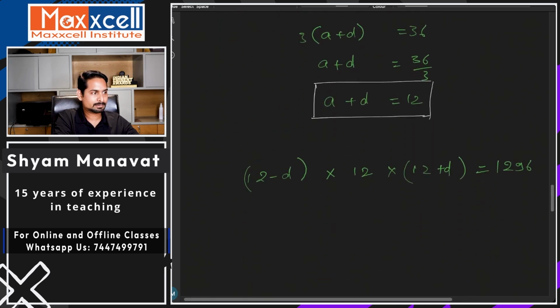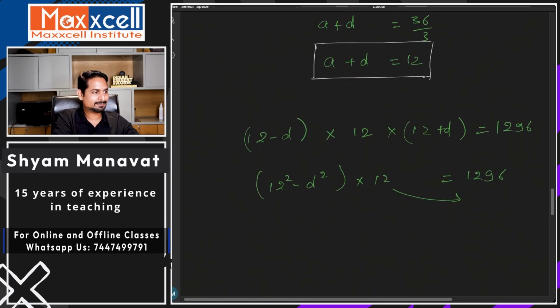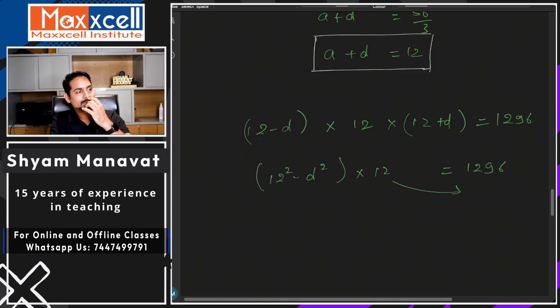Now simplify this: (12 minus d)(12 plus d) squared, sorry, (a minus b)(a plus b). Multiply, and you get a square minus b square. Multiply by 12 as it is, which I will take to the other side in division. You simplify, once you get the equation. I hope you can simplify the equation. There you are not finding any challenge.